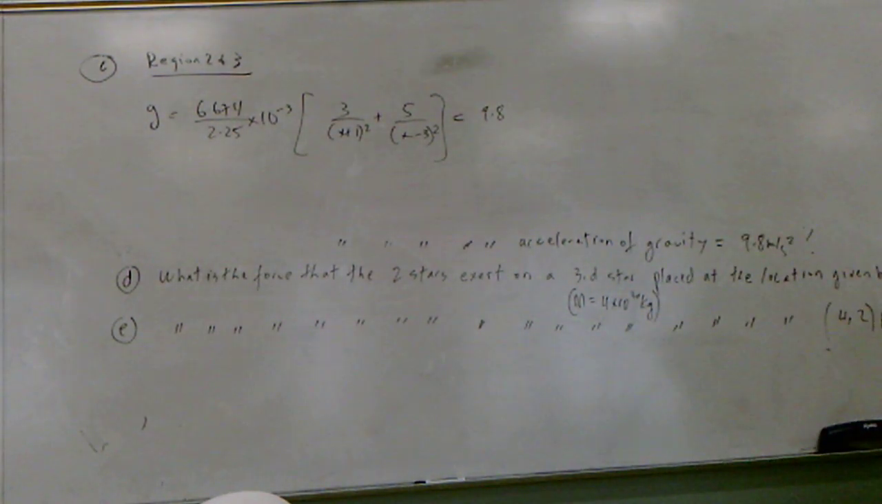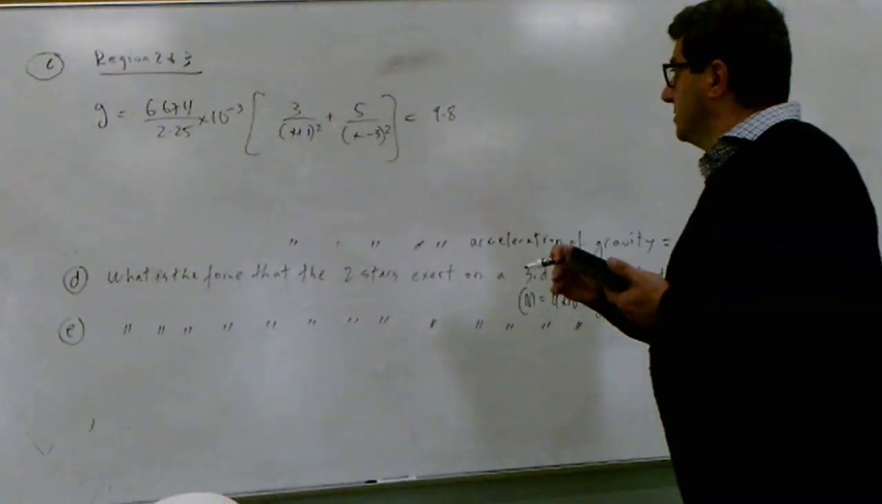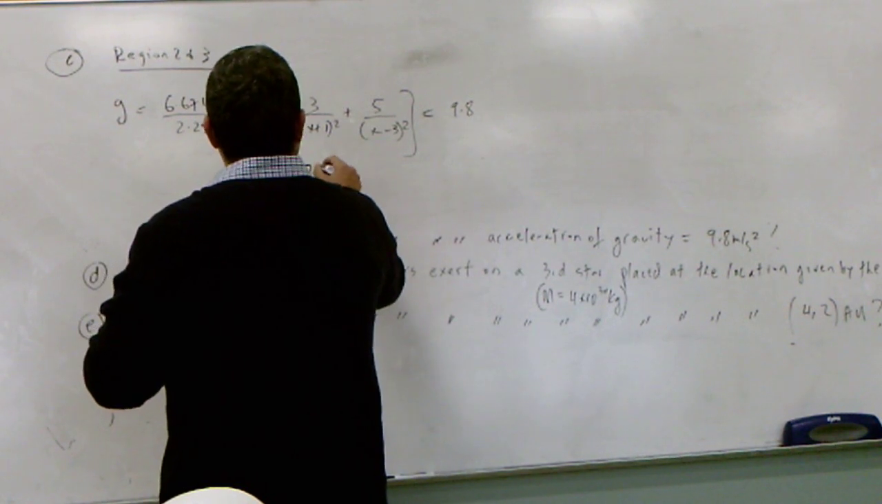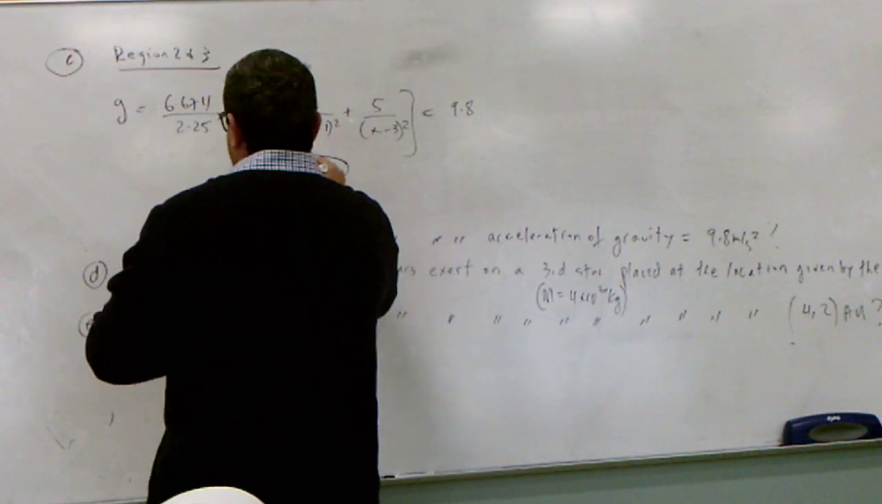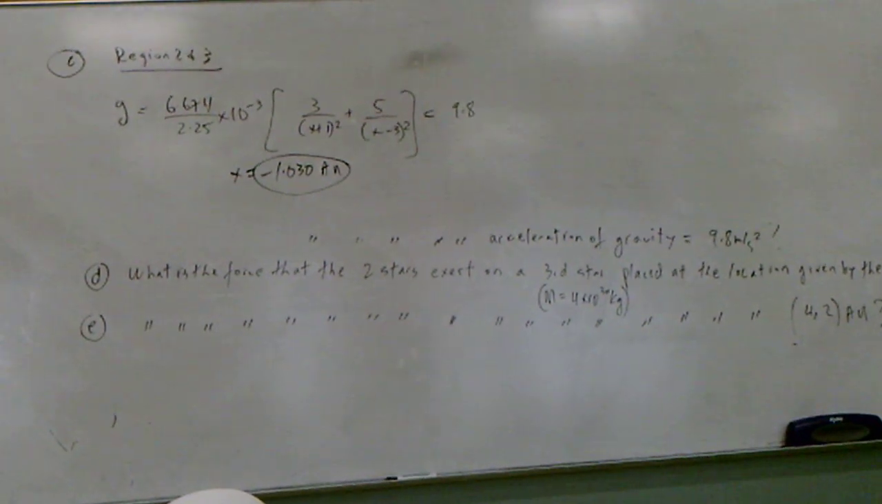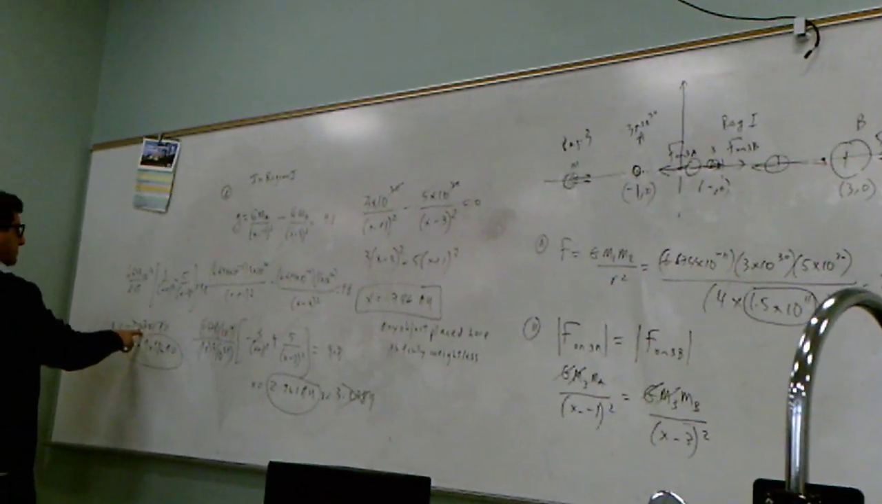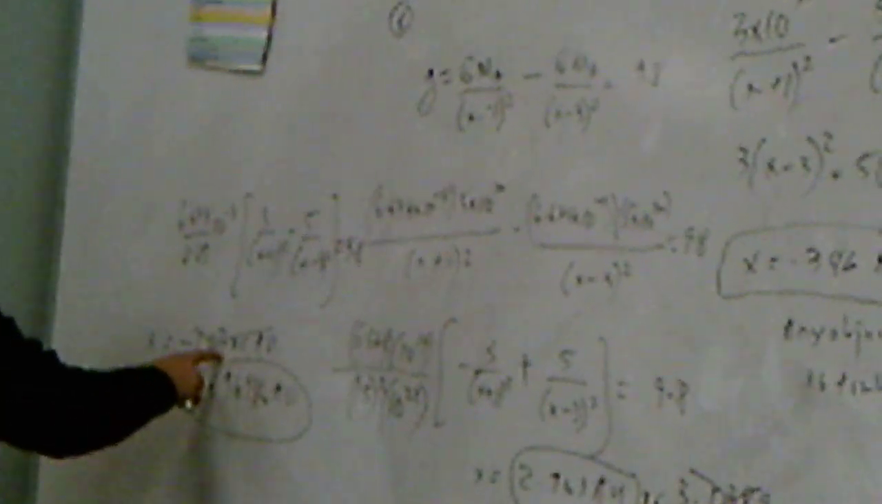And again, it's going to give us two answers here. Negative 1.030, negative 1.03030 AU, which is not the same as the answer that you got. Let's see here. This one was probably slightly different. Looks like it's that. Let's see here.